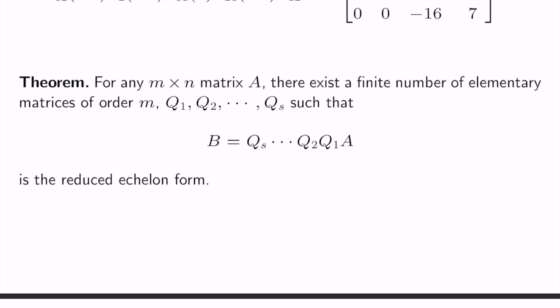The proof of this theorem is quite trivial, I think, because we know that any matrix can be transformed into the reduced echelon form by a series of elementary row operations, and each elementary row operation corresponds to multiplying an elementary matrix to the given matrix from the left. So if we continue this multiplication from the left over and over, we eventually get the reduced echelon form. And we are done. Okay, that's all for this video.